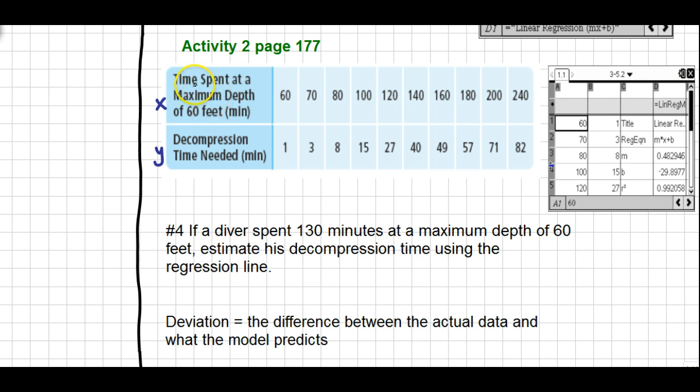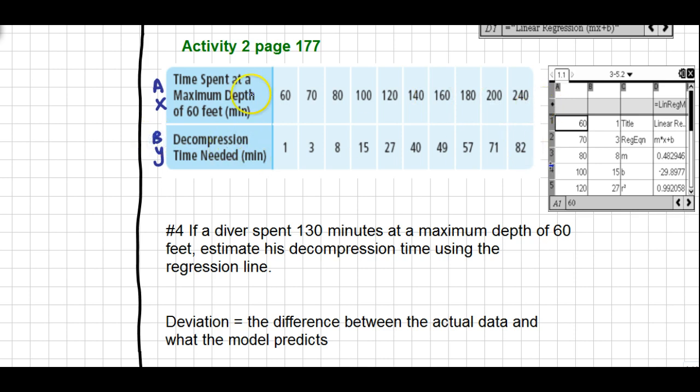This is information about time spent underwater for a scuba diver. So if a scuba diver spends time at a maximum depth of 60 feet, they will need more and more time to decompress. So the amount of time they spend under the water determines how much decompression time they will need. So indeed, this is the independent and that's the dependent. So again, this would be column A and this would be column B.